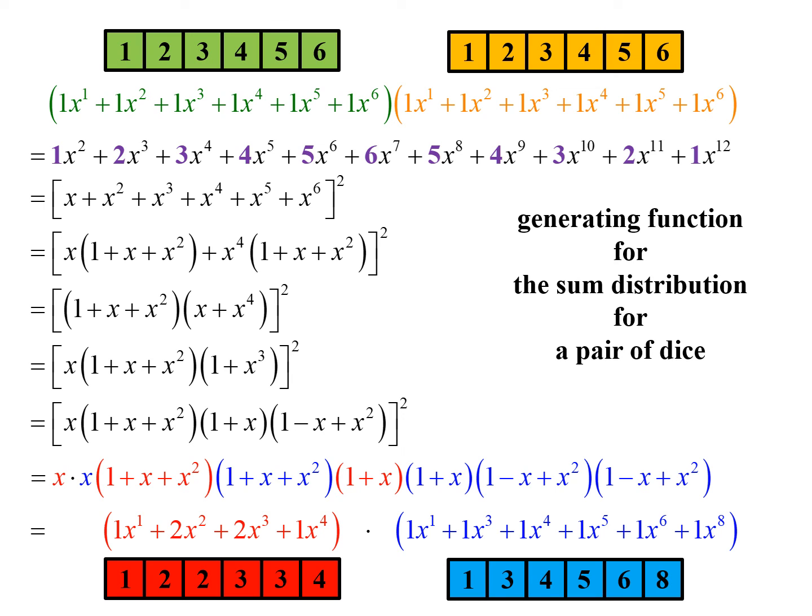The 1 appears 1 time, the 3 appears 1 time, the 4 appears 1 time, the 5 appears 1 time, the 6 appears 1 time, and the 8 appears 1 time. And that's one way to discover the Sicherman dice. There are other ways. Also, you can verify that the solution is unique by investigating the factored version of the generating function.